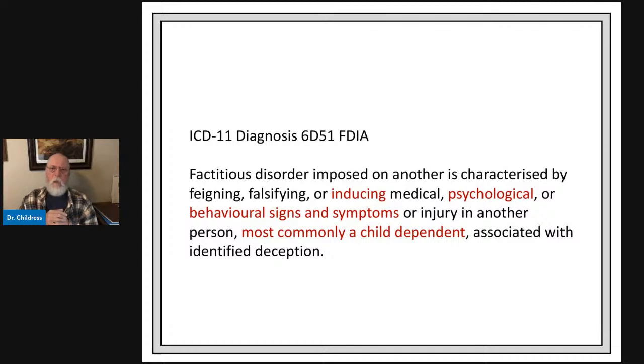This is the criteria. Factitious disorder imposed on another is characterized by feigning, falsifying, or inducing medical, psychological, or behavioral signs and symptoms or injury in another person, most commonly a child dependent, associated with identified deception.